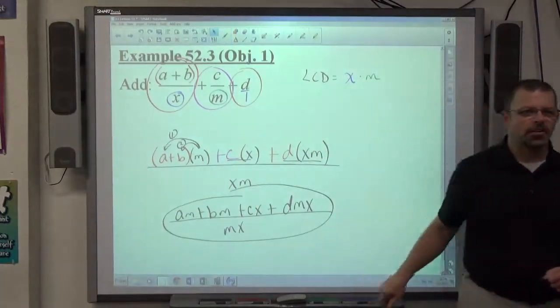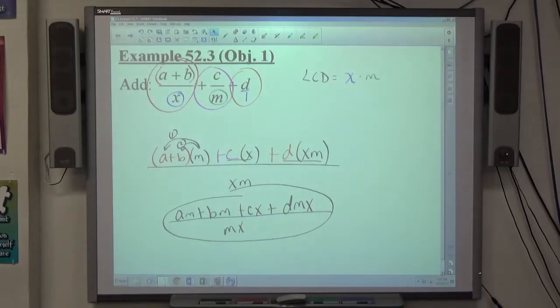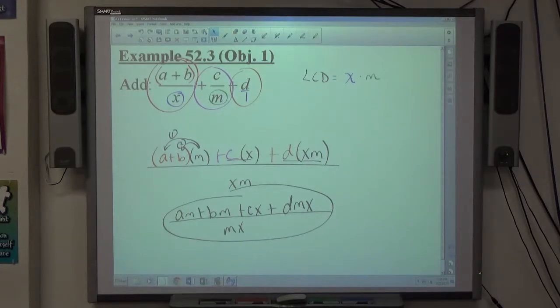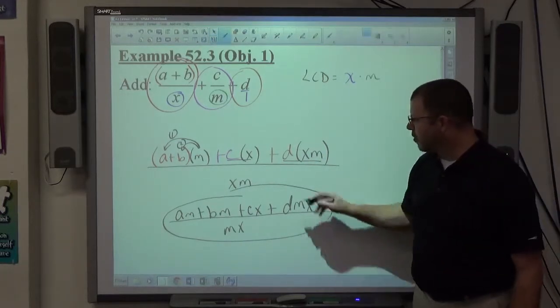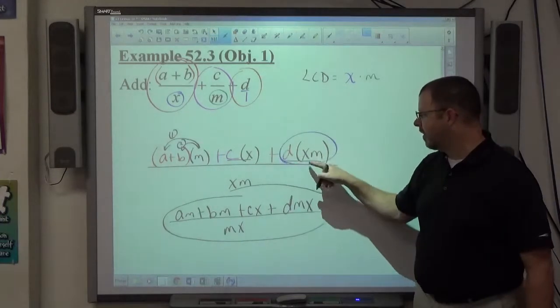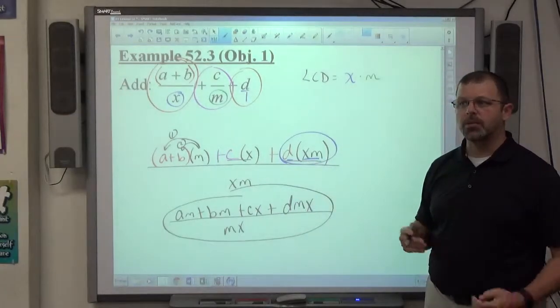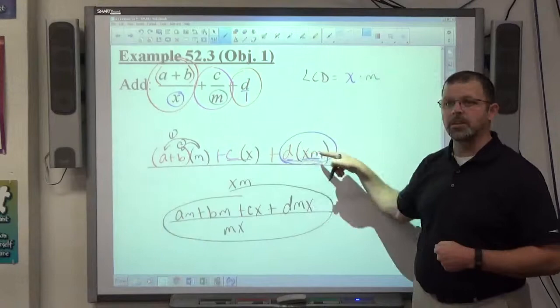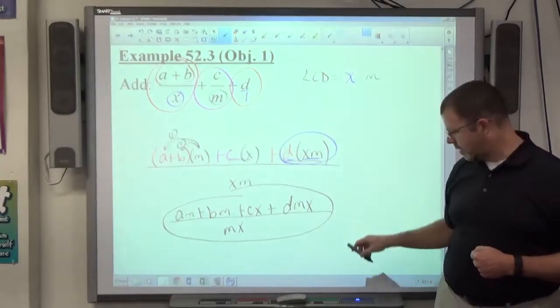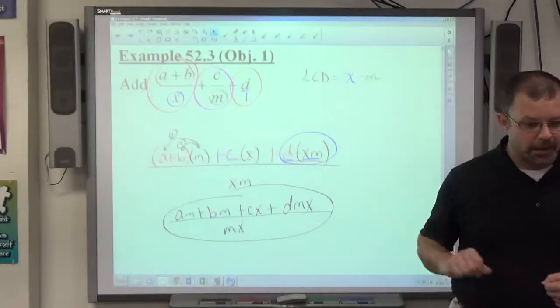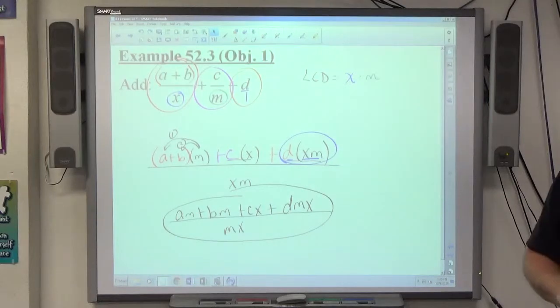Alphabetical order is not required. I just like it, so I'm going to go that way. So am plus bm plus cx plus dmx over mx. And again, I've seen people trying to distribute this kind of stuff. That's one object being multiplied by one object. You just get a product of the three objects. It's not like d times x and d times m or anything weird like that. Right? And that is the extent of that. Can't make it any prettier than that. That's the final answer.